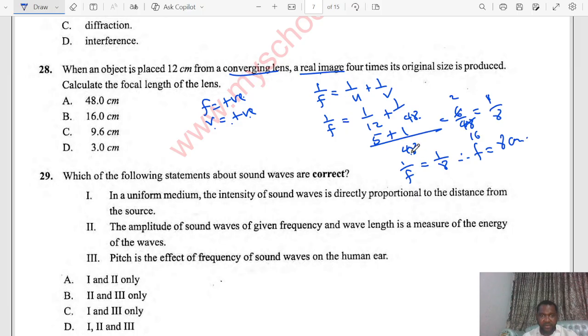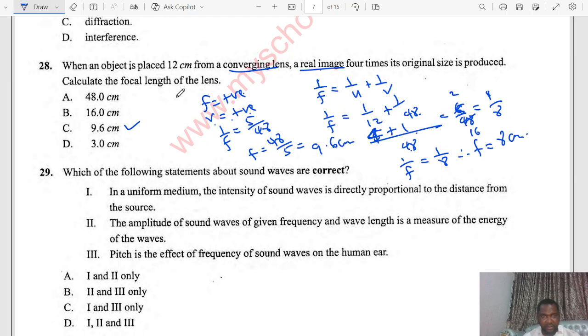So 48 divided by 12 is 4. So sorry, 4 times 1 is 4. Yeah, so 4 plus 1 is 5. So forgive me, 1 over f is 5 over 48. So that means f is supposed to be 48 divided by 5. So sorry, so this will be 9.6 centimeters. So C is the answer to that question.